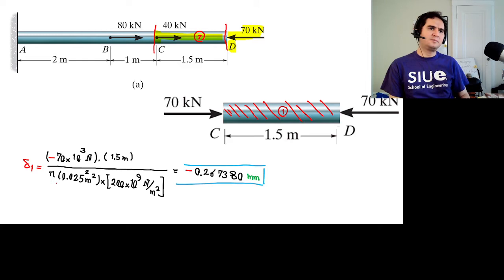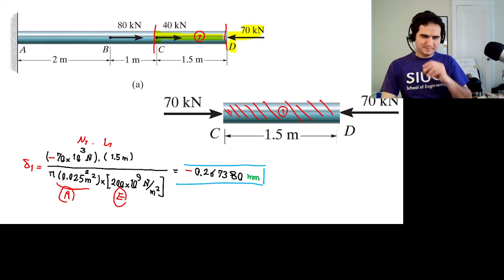This is our area, pi times 0.025 squared meter squared, that's our A, and this is our modulus of elasticity. So that's N1 L1 over A1 E1. Because the cross-sectional area does not change for the whole shape, and the material is a homogeneous A36 steel, we can just go by A and E for all deltas, but the changes are in axial force and length. In that case, it's going to be negative 0.26 millimeters.